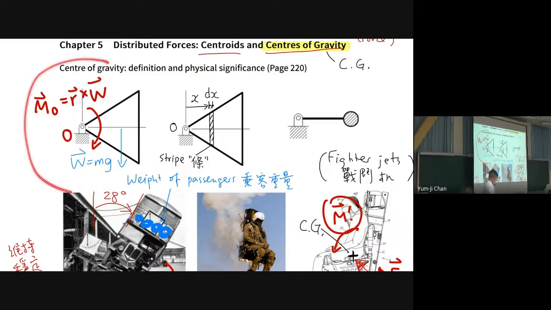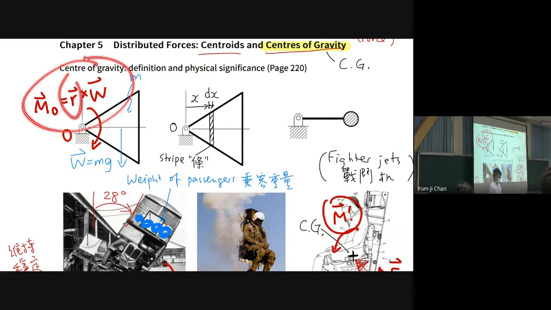On the figure on the left, this triangle has mass m, and we have the force mg here. Because it will rotate about O, we have a moment this way. The question is, M_O equals R cross W, but what is R here?